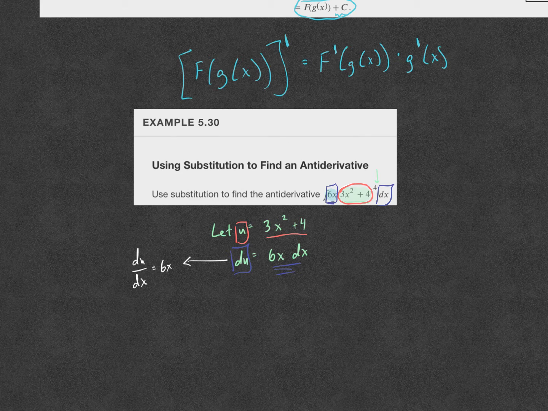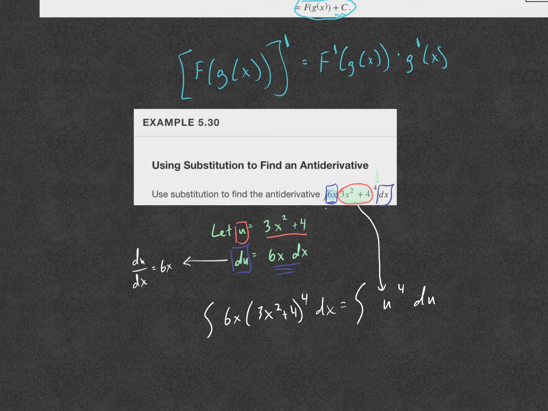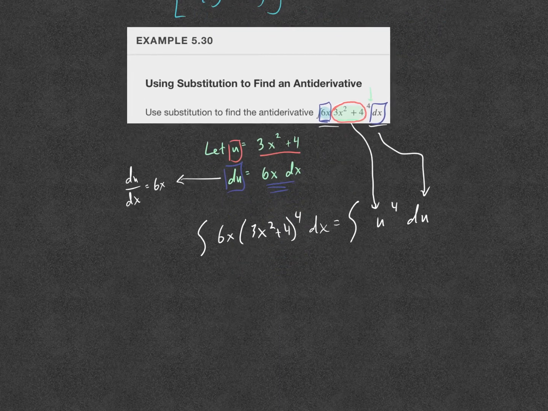All right, so our integral of 6x times 3x squared plus 4 to the 4th power dx. Notice I'm not substituting the exponent, the 4. That's staying. That is equal to the integral of u to the 4th power du. U equals 3x squared plus 4, so that went there. Du is equal to 6x dx, so those two terms went there. So we've taken everything in our integral in terms of x, and written it in terms of u. That's the goal in that step.